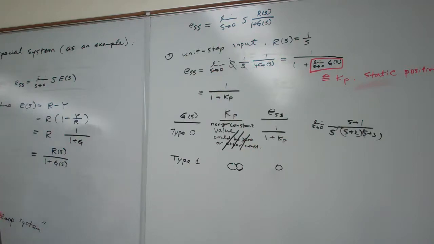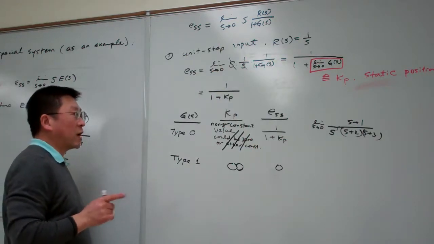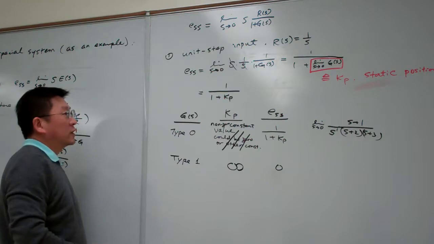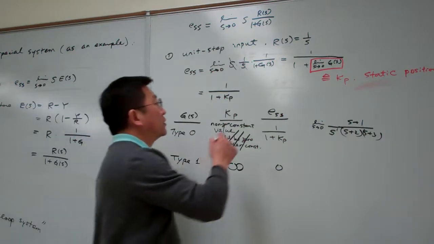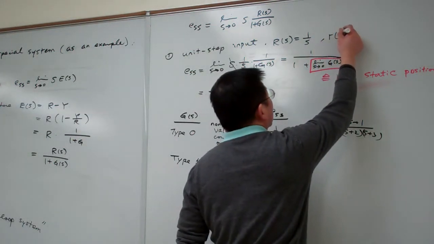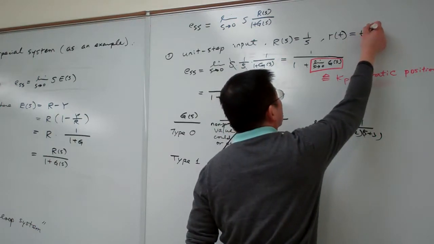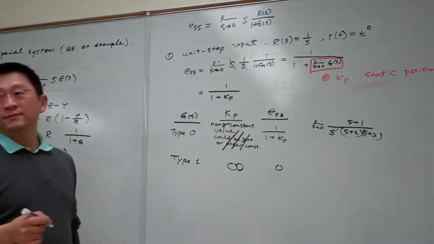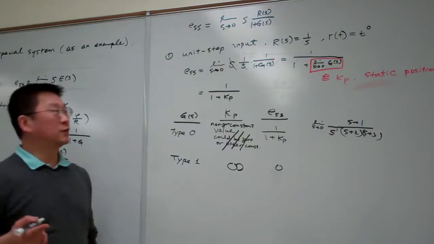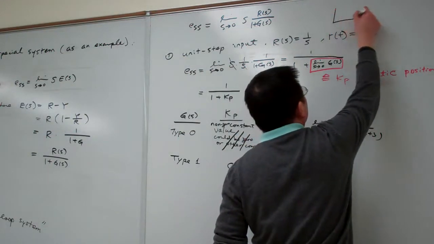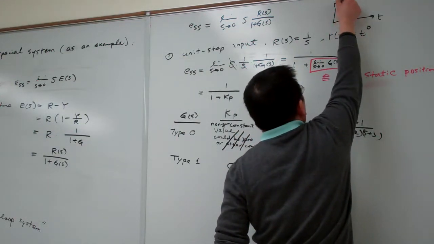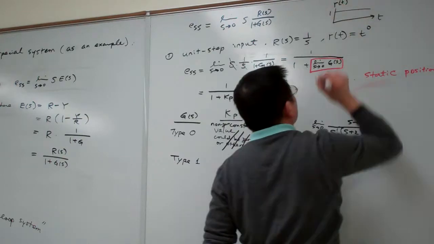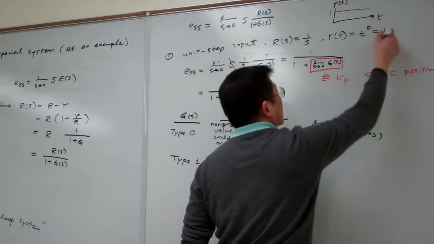Okay, at this moment we can stop a little bit and think about what the unit step input is. The unit step input basically is r(t) equal to t to the 0, right? What is the unit step input? This is t, this is r(t), and that's a constant 1 here. Constant 1, basically this one equal to 1, right?